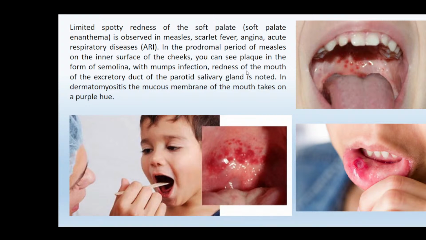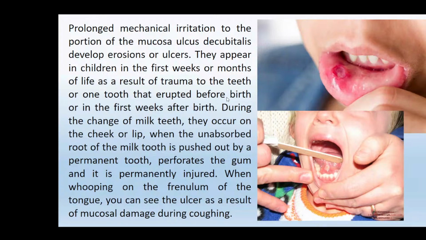With mumps infection, redness of the mouth of the excretory duct of the parotid salivary glands is noted. In dermatomyositis, the mucous membrane of the mouth takes on a purple hue. Prolonged mechanical irritation of the portion of the sulcus decubitalis develops erosion or ulcer.